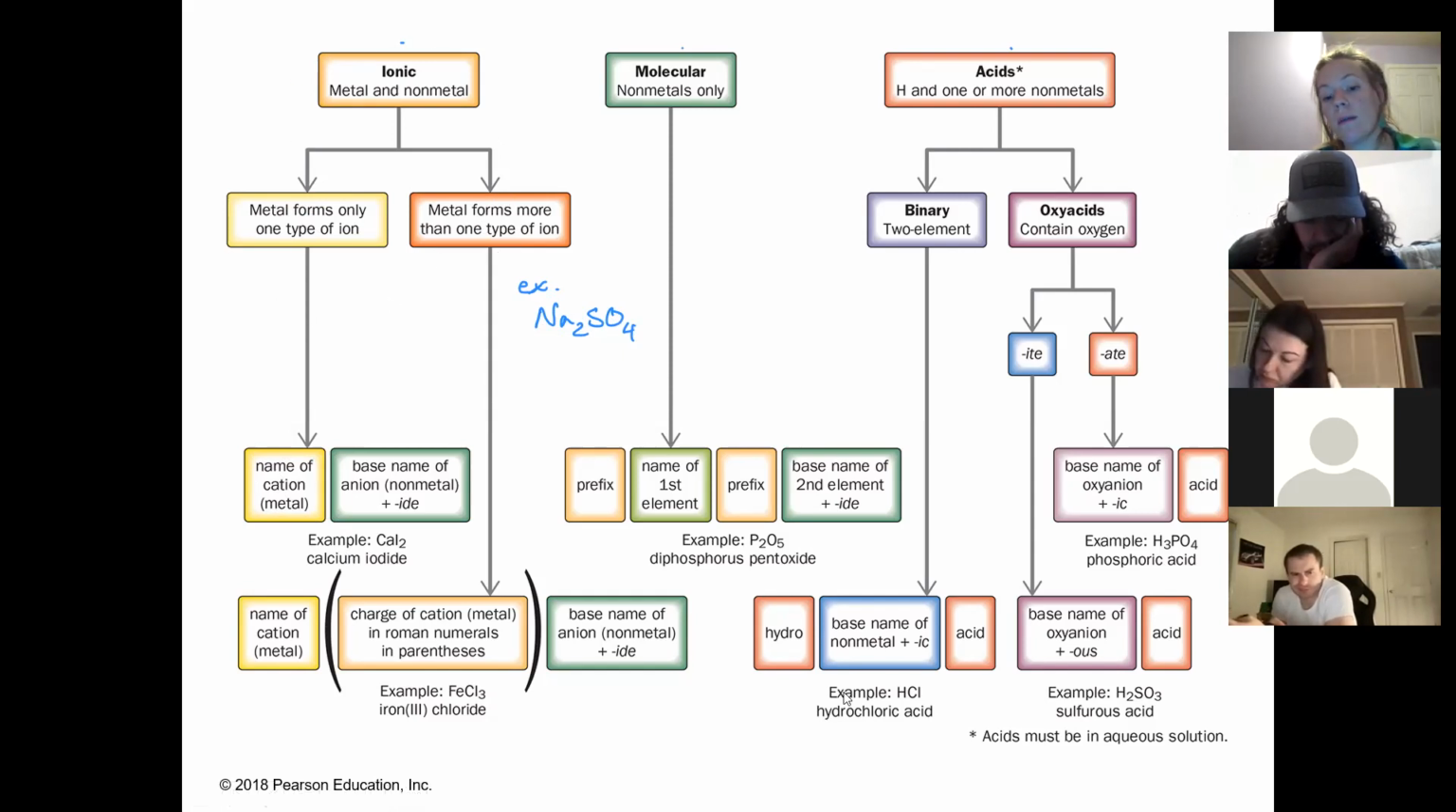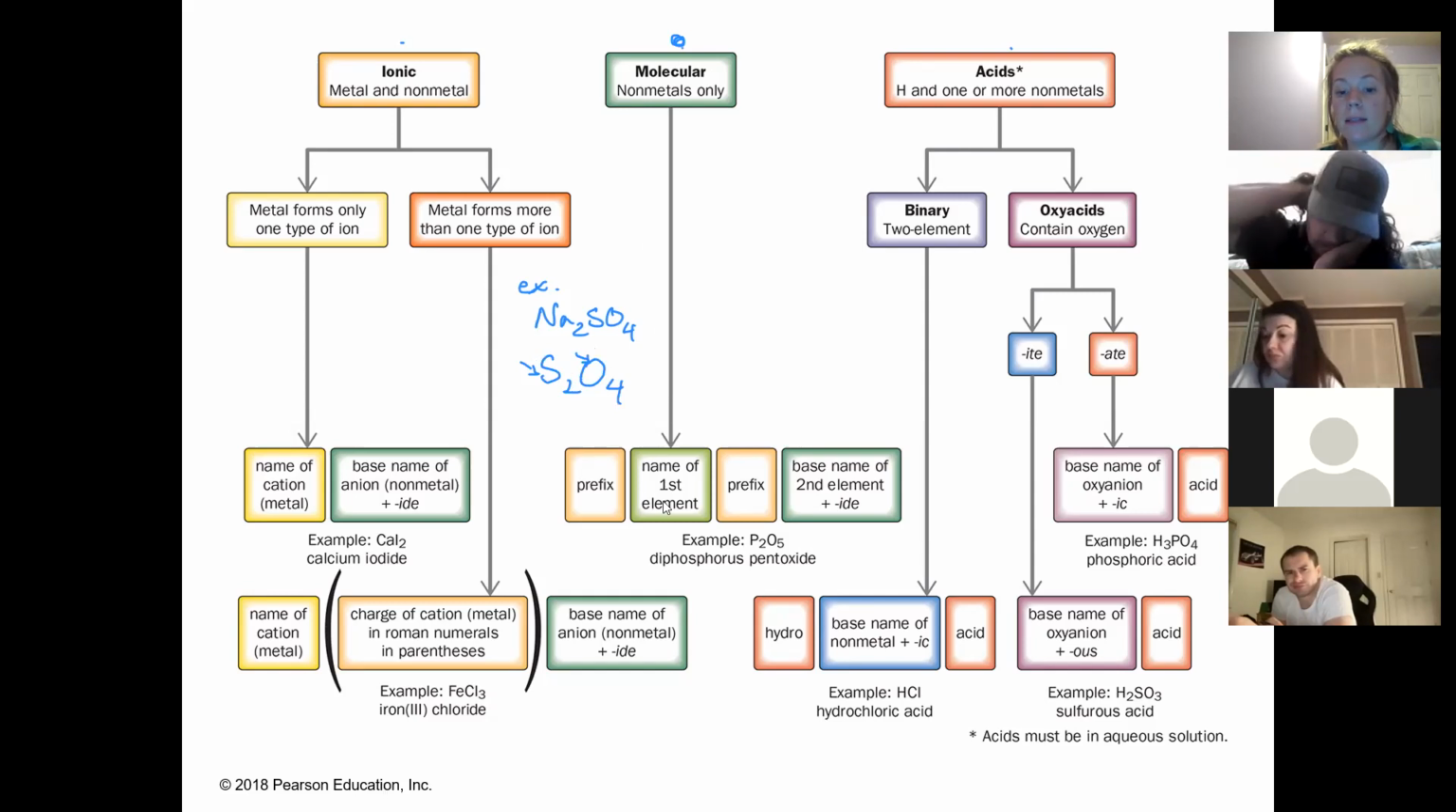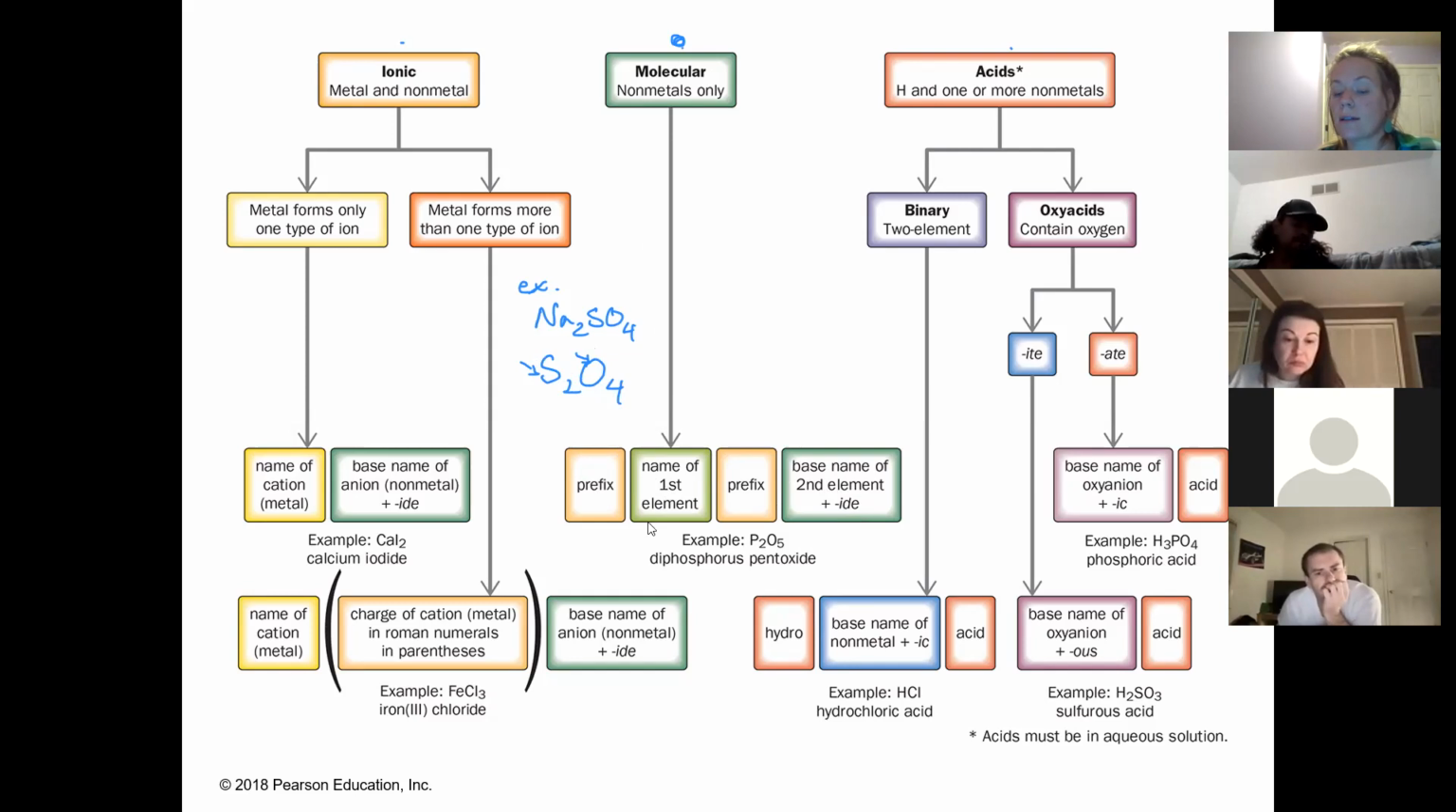Now, if I gave you something like this, S2O4, you'd look at this and say, okay, that's a nonmetal and that's a nonmetal. I need to be in this part of my chart. So I drop down, and what does it tell me? It says, hey, name the first element, sulfur, and give it a prefix, disulfur. Name the second thing, but -ide it, and give it a prefix, disulfur tetraoxide. Or this thing here, diphosphorus pentaoxide.